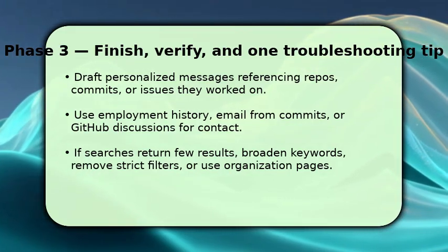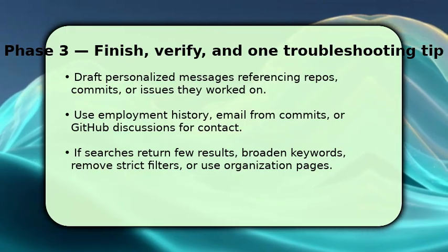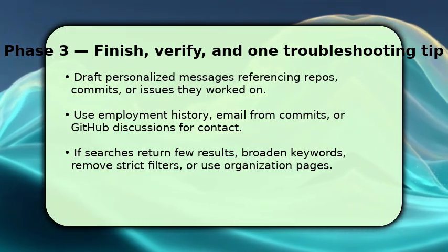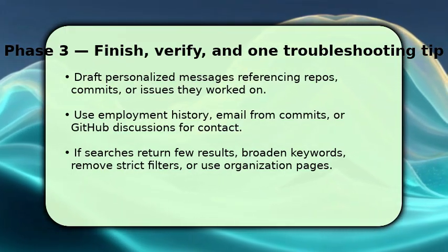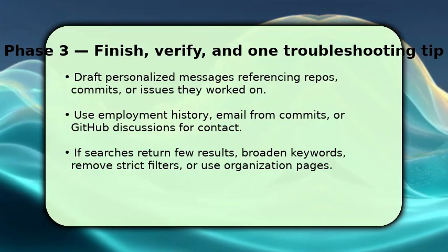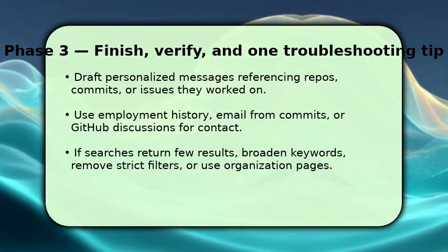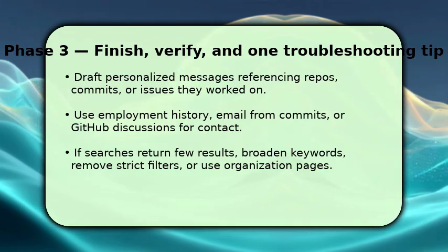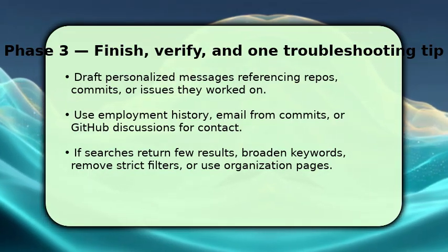If you can't find enough candidates, broaden keywords, relax strict filters like followers or location, and search organization pages or topic tags. One key troubleshooting tip: when results dry up, clear one filter at a time to reveal candidates you accidentally excluded.